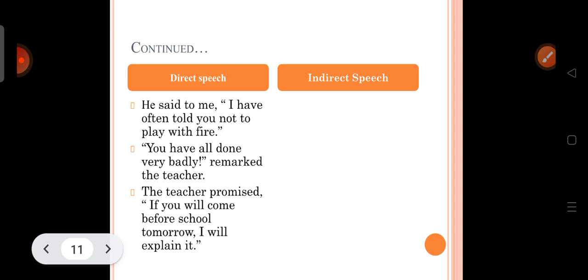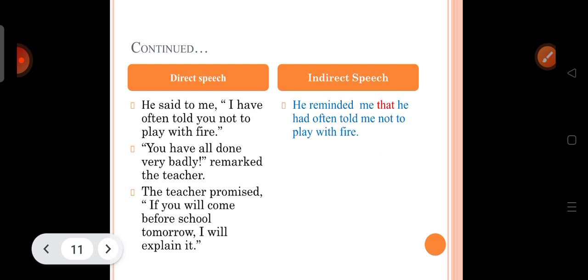He said to me, "I have often told you not to play with fire." So he reminded here. Here, "he said to me," so you can say "he told me" also. And another phrase we are using here is "reminded." He reminded me that he had often told me not to play with fire.